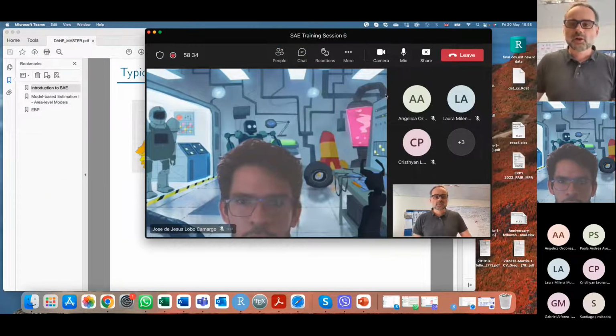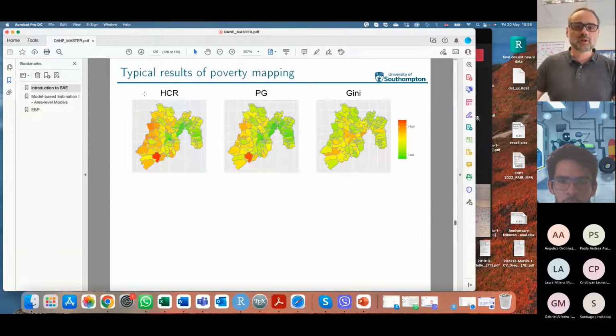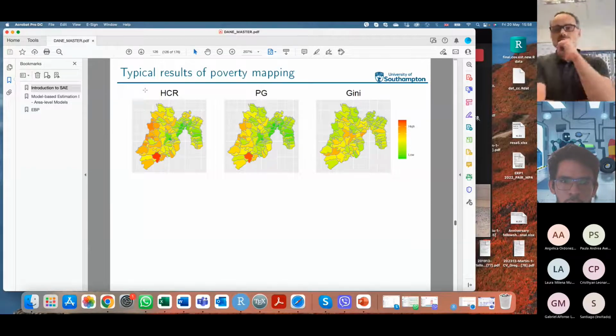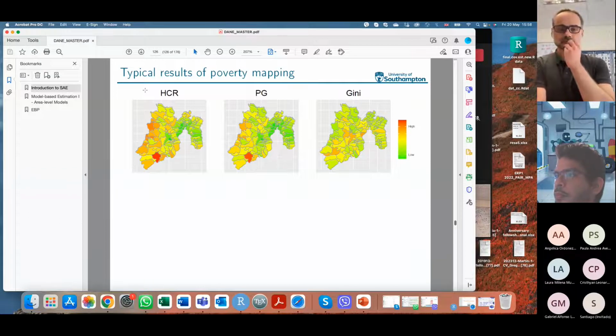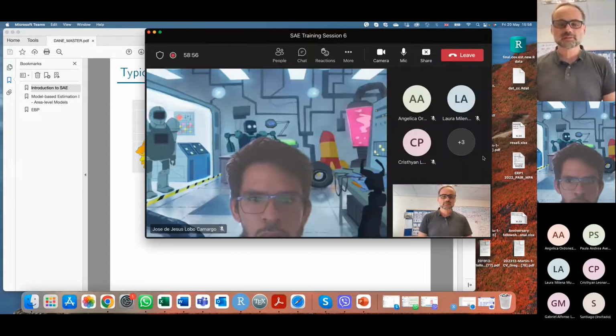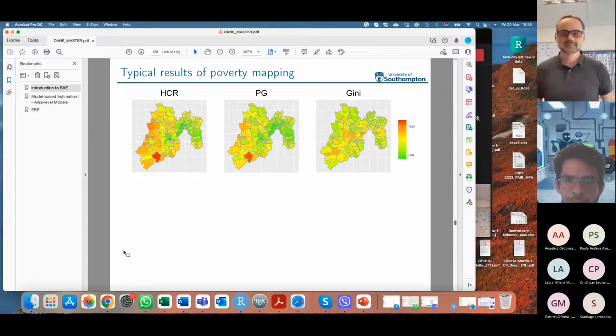Okay, so what I'm going to do now is just give you an illustration of what we'll try to do for the last hour of this session. So these are some typical results of poverty mapping. On the left-hand side, you have a map. By the way, does anyone recognize what area that is? Any ideas?